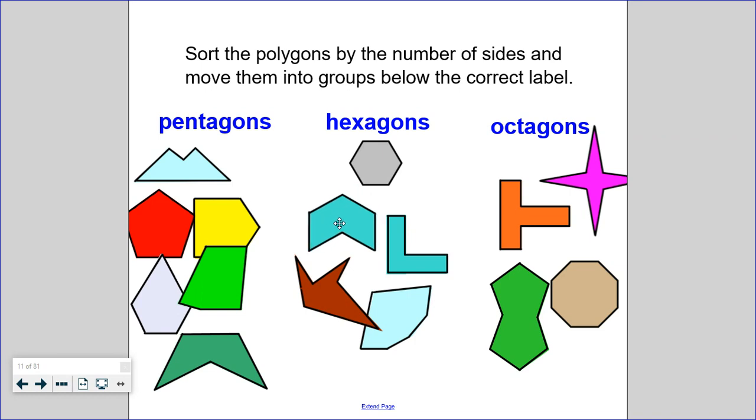This is another example of where it's important to count because some of these shapes are not obviously pentagons, hexagons, or octagons, like this one. This one I had to count. I put my cursor here and said 1, 2, 3, 4, 5, 6, and figured out that it had 6 sides. So I sorted these based on the number of sides and then identified which polygon group they belong to.